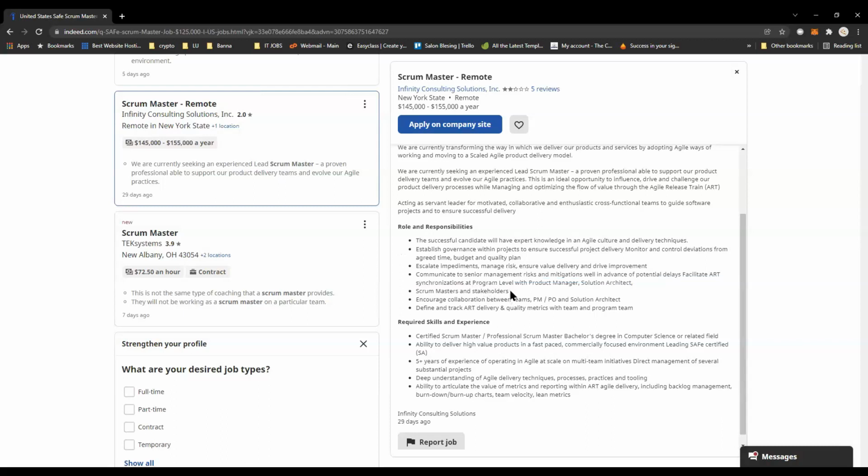Now, Scrum Master, what are they saying here? Communicate to Scrum Master and stakeholders, that's one. Encourage collaboration between teams. How do you encourage collaboration between teams? How do you keep your team motivated, especially a remote team right now, a team from India, or a team from the Pacific? I'm here in Dallas. If you have a team on the West Coast, in Pacific time, when it's 6 a.m. here, it's 4 a.m. there.